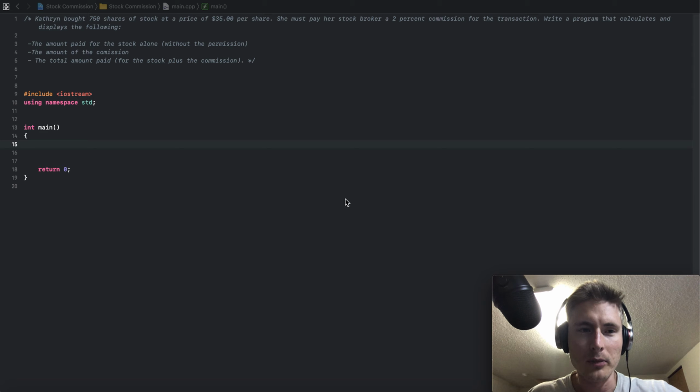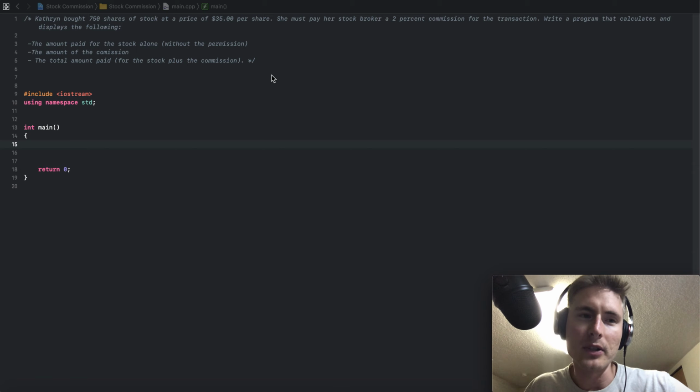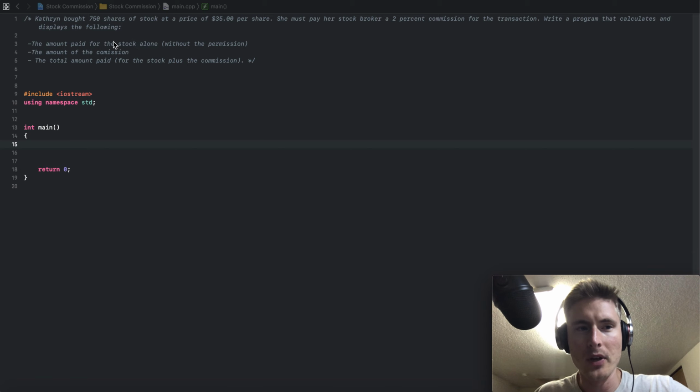My name is Josh. I'm doing a C++ programming problem, chapter 2, and this is out of the book Starting Out with C++: From Control Structures Through Objects. Today's problem is called Stock Commission.